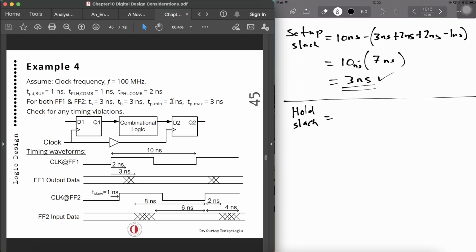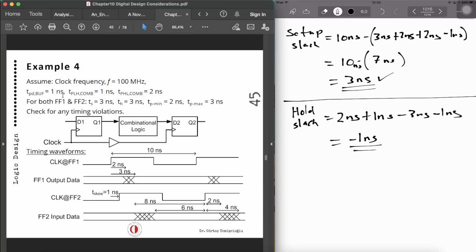So TP min for flip-flop 1 is 2 nanoseconds. Then the minimum of combinational logic is 1 nanosecond. And sorry, that should be minus the hold time of the flip-flop, which is 3 nanoseconds. And we also have the clock skew, which is 1 nanosecond for the buffer. Okay, so 2 plus 1 is 3, 3 minus 3 is 0, minus 1 is minus 1 nanosecond. So we have got a negative slack.